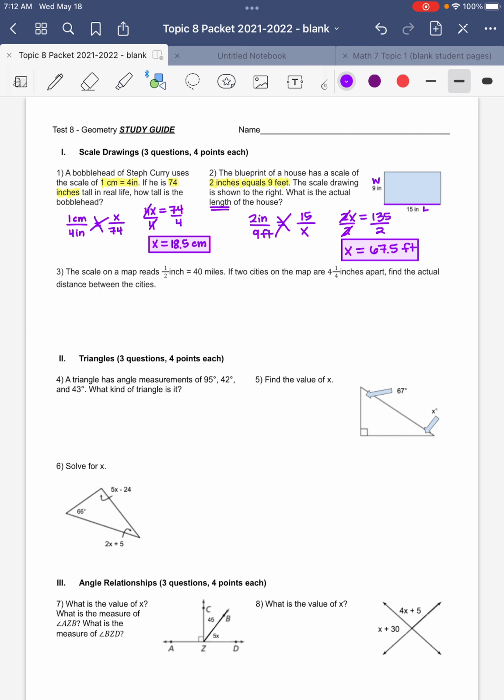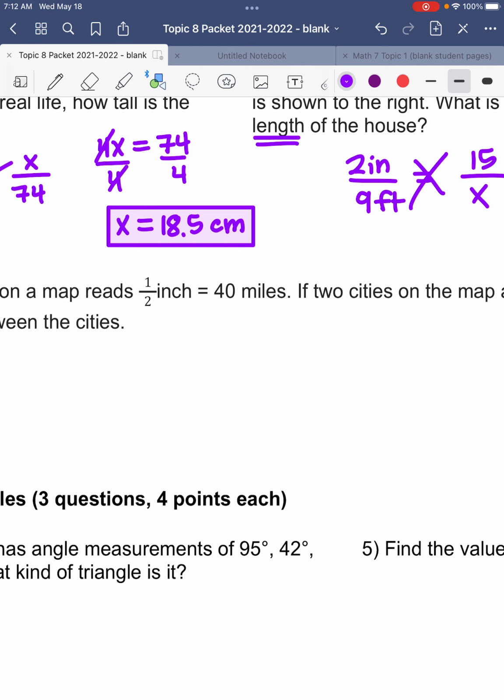Okay, moving on to number 3. The scale on a map reads 1/2 inch equals 40 miles. If 2 cities on the map are 4 1/4 inches apart, find the actual distance between the cities. Okay, so we're still doing scale drawing, so I know I'm going to use this information right here to write my first fraction. Now, I don't really like fractions and fractions.